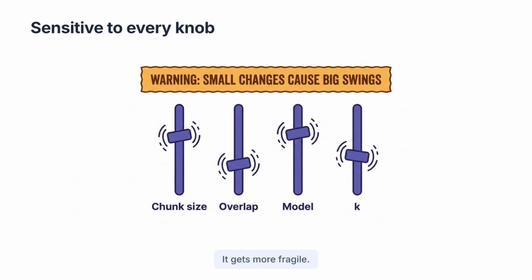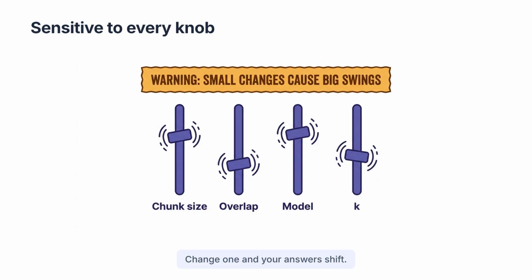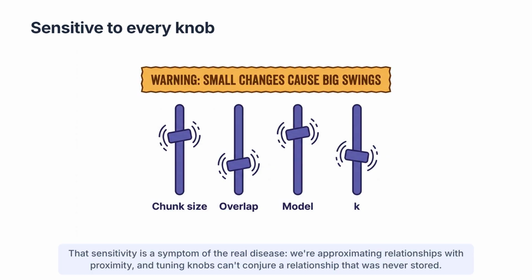It gets more fragile. Vector RAG is notoriously sensitive to chunk size, overlap, embedding model, and your retrieval K. Change one and your answers shift. That sensitivity is a symptom of the real disease. We're approximating relationships with proximity, and tuning knobs can't conjure a relationship that was never stored.